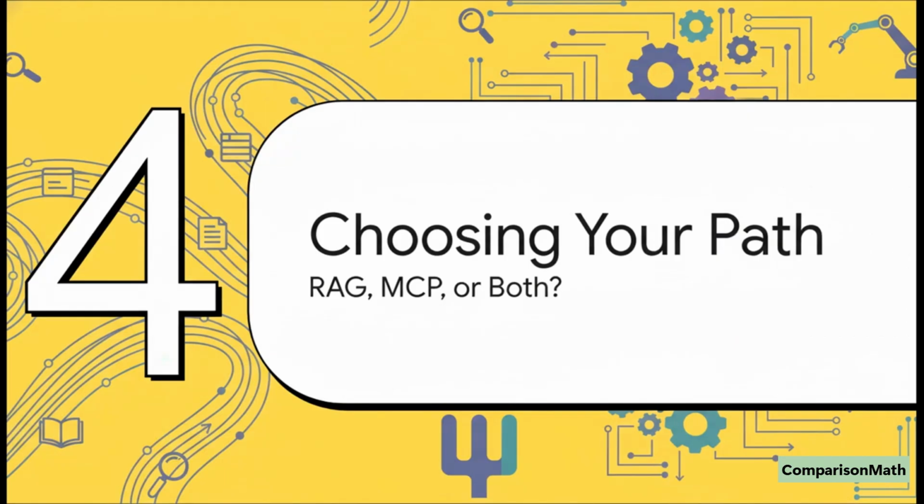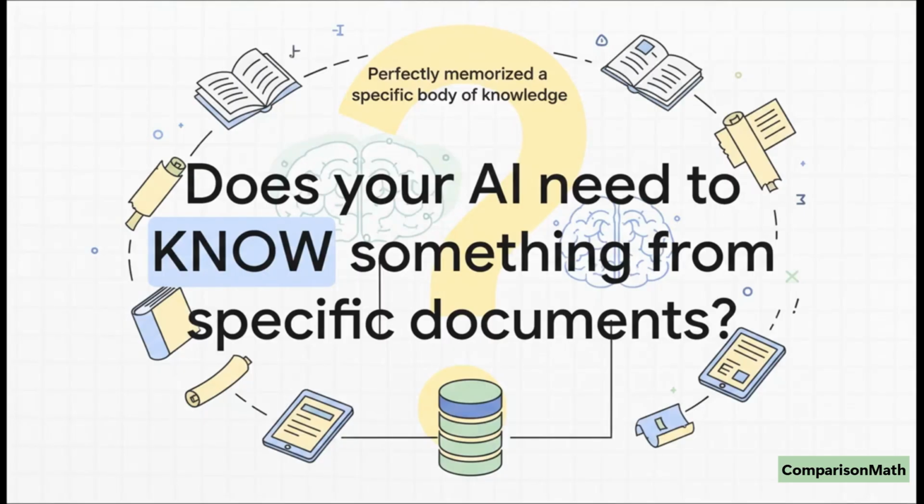So, understanding the difference is great, but the real question is, how do you choose? How do you know which path to go down for your specific project? Well, it actually boils down to answering one of two very simple questions. If the answer here is yes, then RAG is your answer. Simple as that. You're building an expert, a specialist that has perfectly memorized a specific library of information. Your goal is to get accurate, fact-based answers from that closed universe of data.